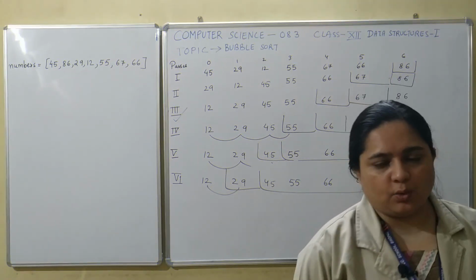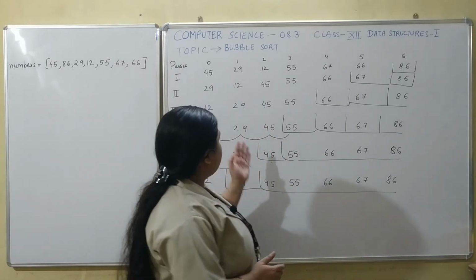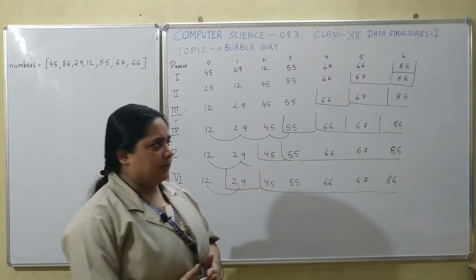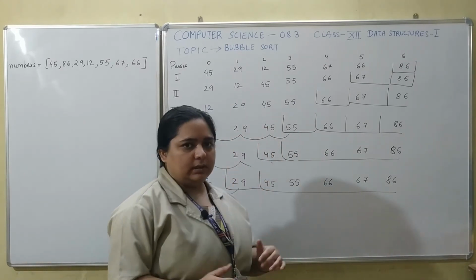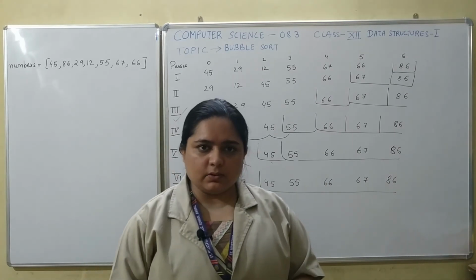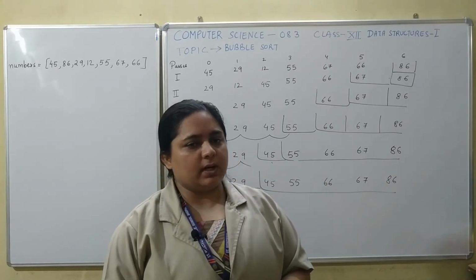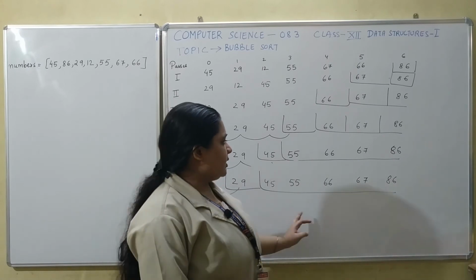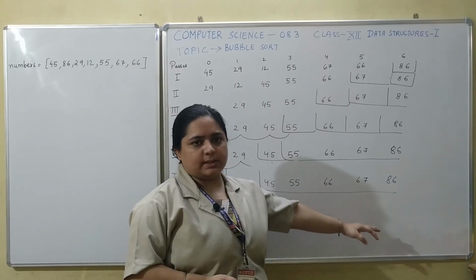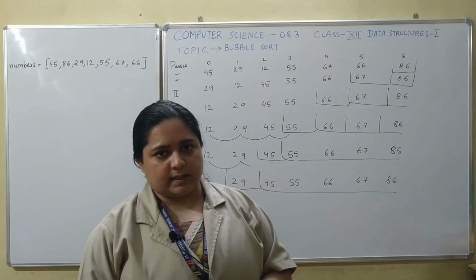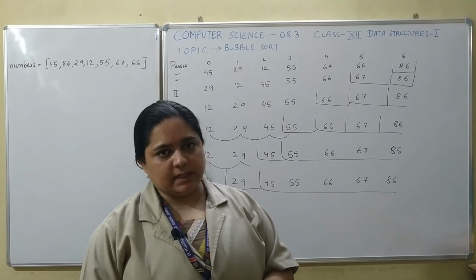So students, I hope you all have understood how to work on bubble sort. We have discussed its technique, the program and the dry run also, and we have seen how bubble sort helps us in fixing the position of the largest elements towards the end of the list. So with this we end this class.